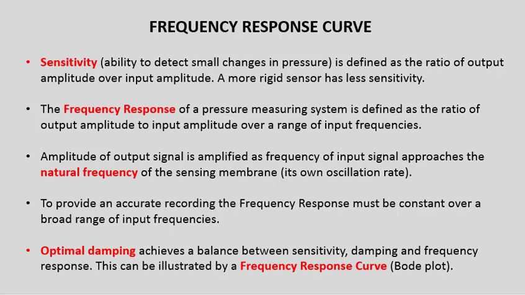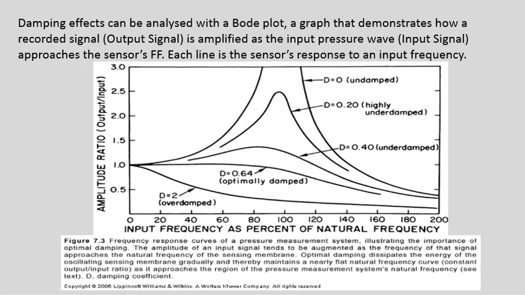Now, we evaluate the frequency response of a pressure measuring system, any sensing system, by means of a frequency response curve, by using what's called a Bode plot. Hopefully, it will all become clearer in the next slide. Don't be scared of this. It's just a graph with a few lines, and all we need to do is look at one line at a time. On the vertical axis, we have the amplitude ratio, what I mentioned. The ratio of the output signal over the input signal. And on the bottom, we have the input frequency as a percent of the natural frequency.